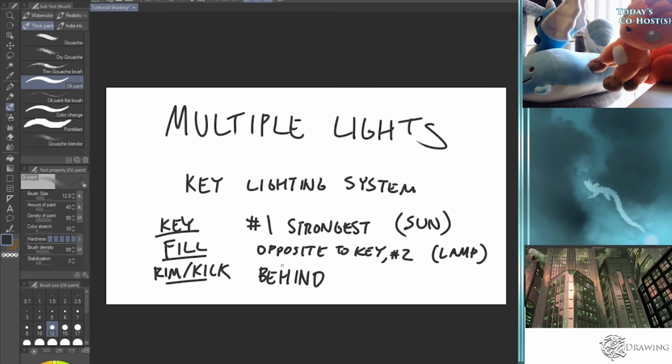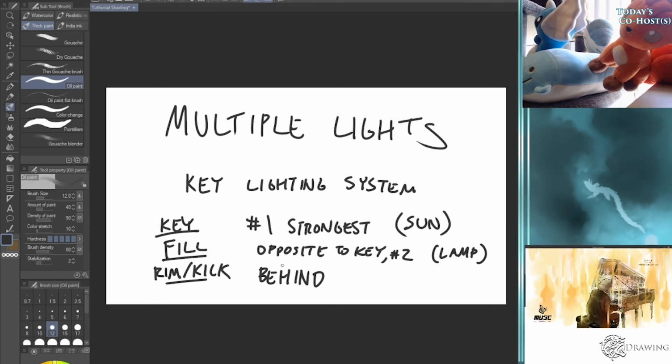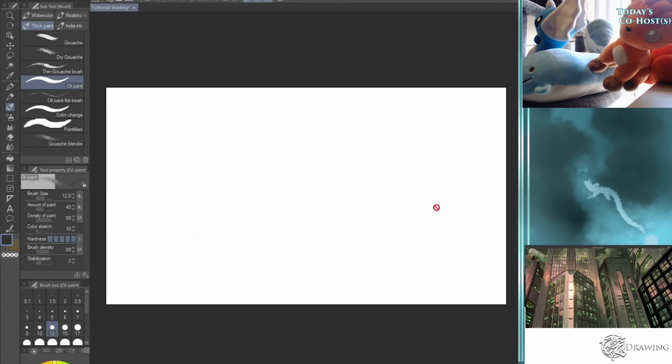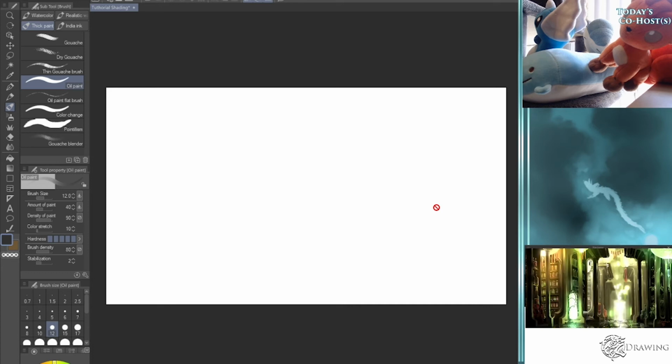So if you haven't caught on, in any scene, if you have multiple light sources, you want to categorize them. Which light is your key? Which lights are fill? And which lights are rim, kick, or incidental that don't cast very much light? One important thing to realize is that the key and the fill, especially when we're going to leave the realm of white and black, can be different colors, okay?